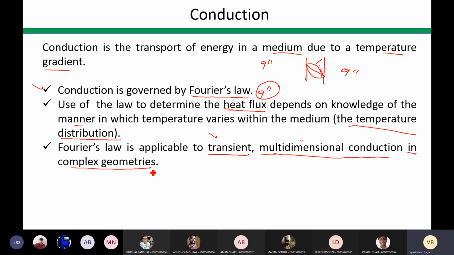So these bullets are important from your oral examination point of view. I may ask you a number of questions based on this in the examination. So what is the actual use of Fourier's law? Is it applicable for this kind of situation or not? That type of questions I may ask in the examination. Fine.